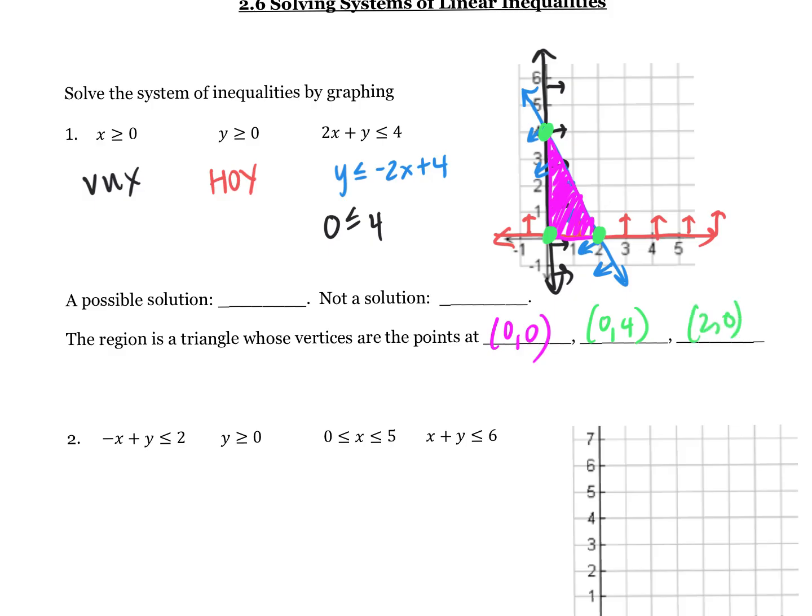A possible solution just means a point in the triangle. Give me a point in the triangle. 1, 1. What if Jules were to have said 0, 0? It would still work because these lines were all solid lines. It totally would work. Give me a point that's not within my triangle. 3, 2. 3, 2, agreed. Floating out there somewhere. Don't need it.